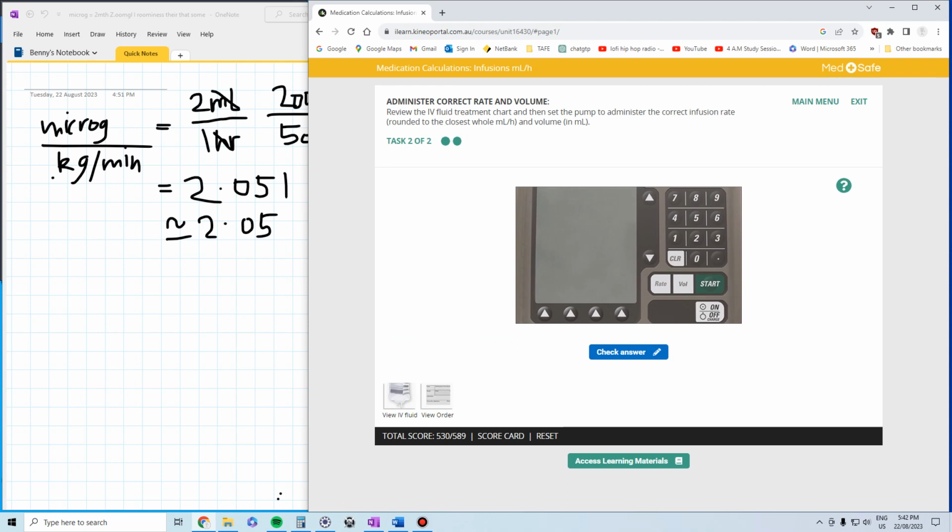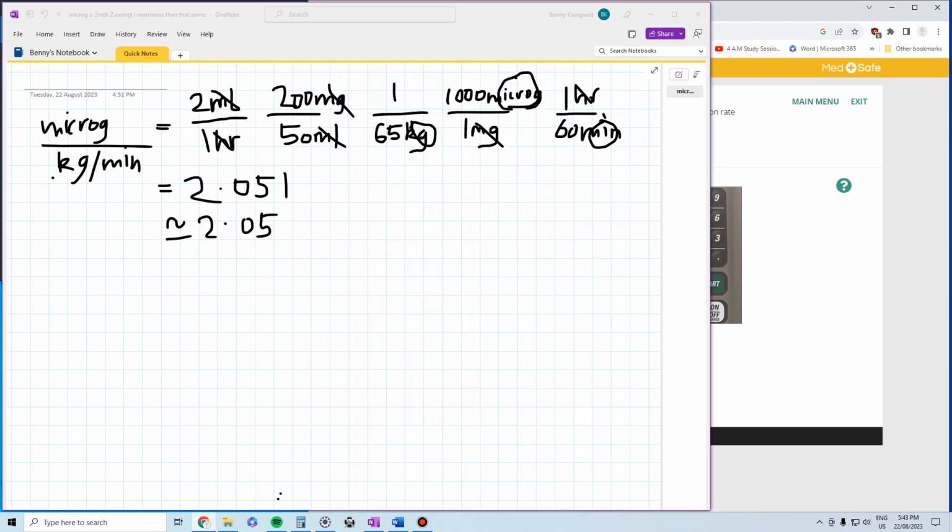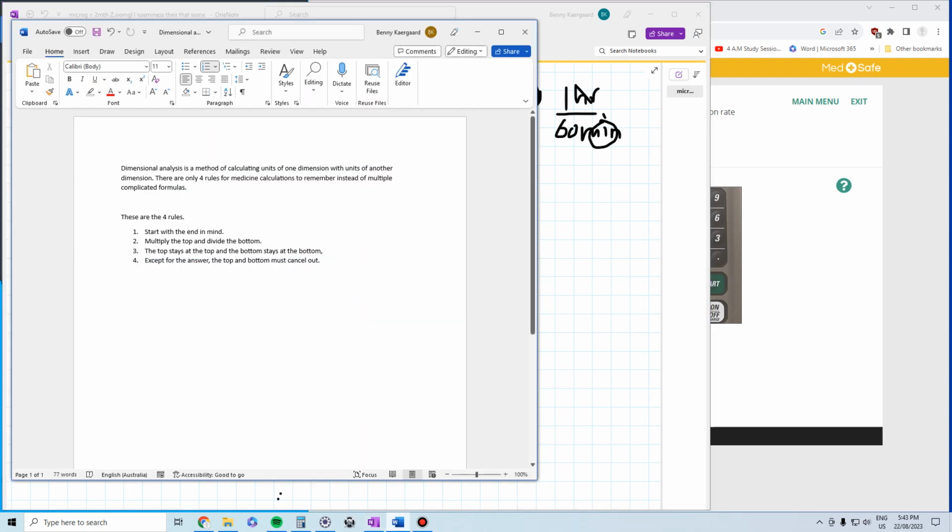So I believe we've done this one. Yep. Anyway, I just wanted to show you guys how to use the dimensional analysis rather than having to remember a bunch of different complicated formulas. These are the rules. Okay.